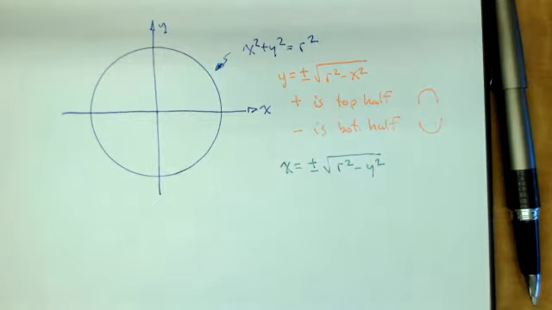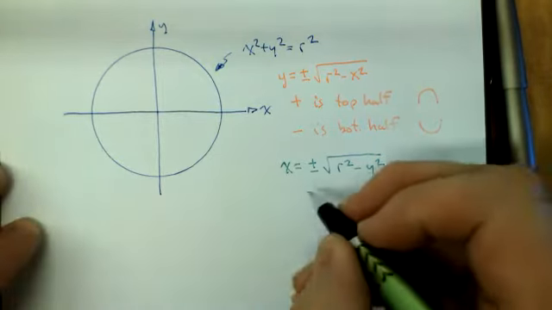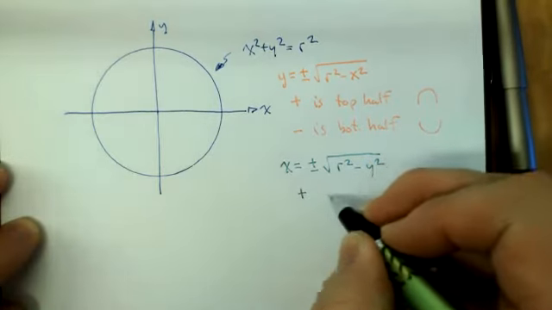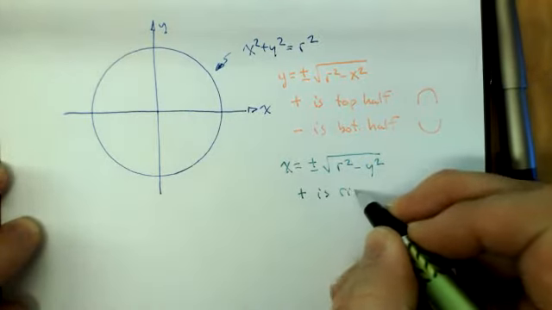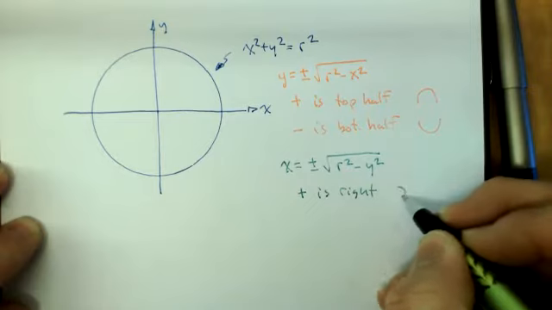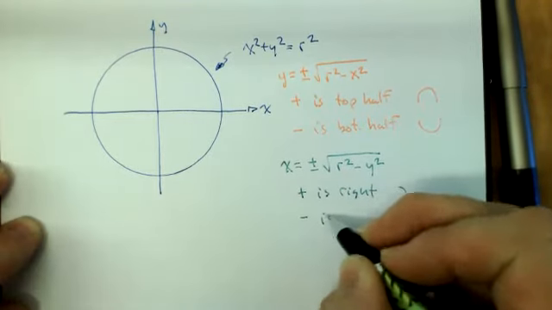The same thing happens with x, but x has different positive and negative. It's not up and down. X is measured left and right, and positive is the right half, and negative is the left.